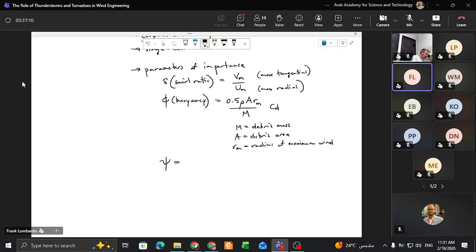Is equal to G times Rm over this lowercase um squared. They called this the inverse tornado Froude number. Again, Rm is the radius of maximum wind, G is gravity, and lowercase um is the maximum radial debris velocity.